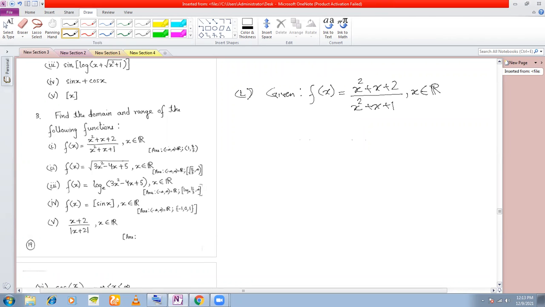So even if it is not given, you will assume it to be real. Now see, for what element does this not have an image? Only when the denominator is equal to 0, right? But is the denominator equal to 0?